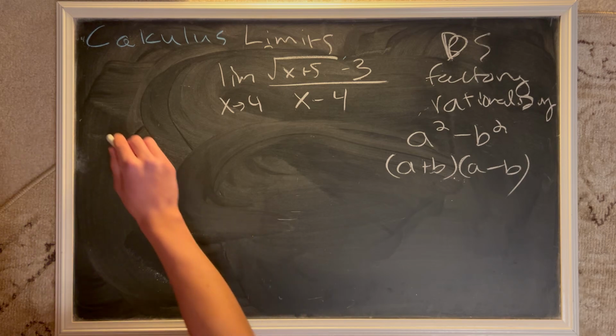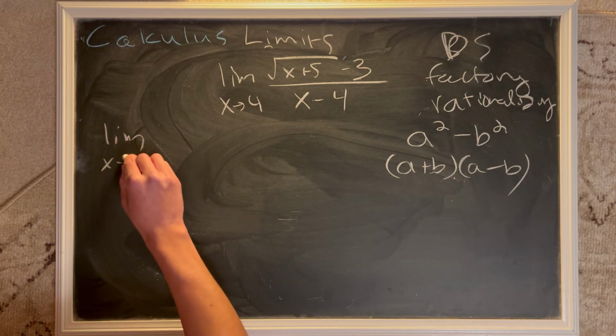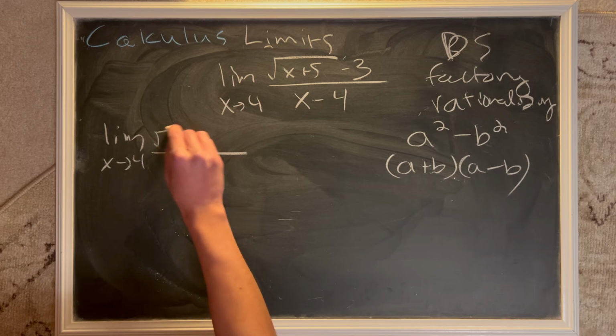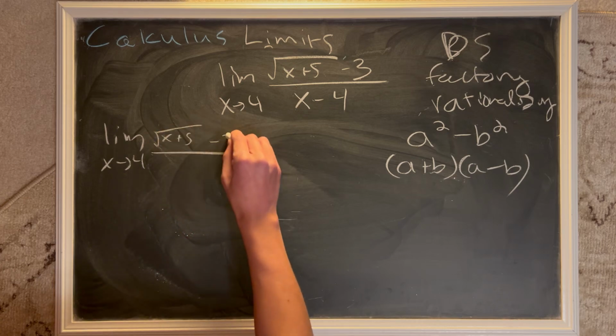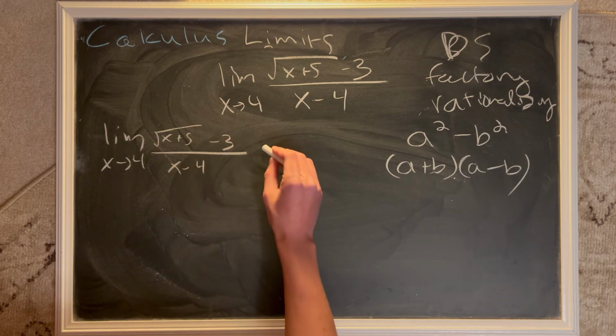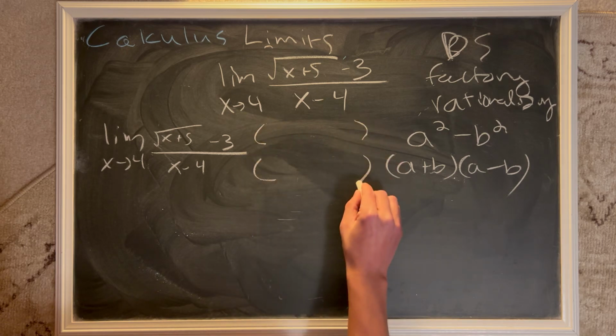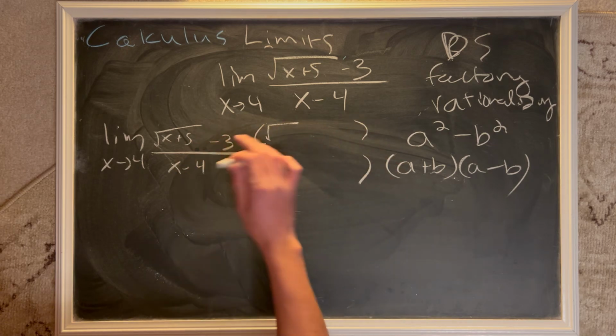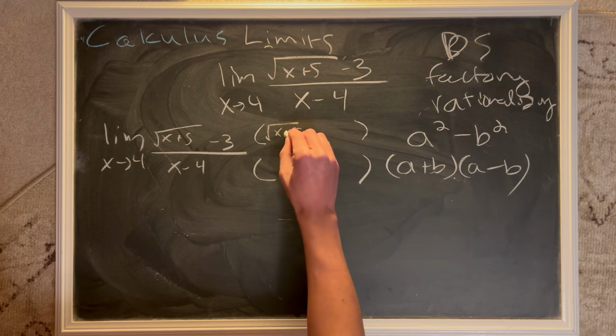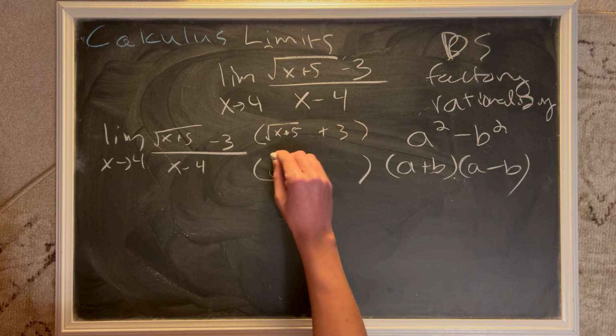So let's just write this out here so we have a little more space. The limit as x approaches 4 of the square root of x plus 5 minus 3 over x minus 4. And then we're going to multiply top and bottom by the conjugate of this one, so the square root of x plus 5 plus 3. The same thing on the bottom.